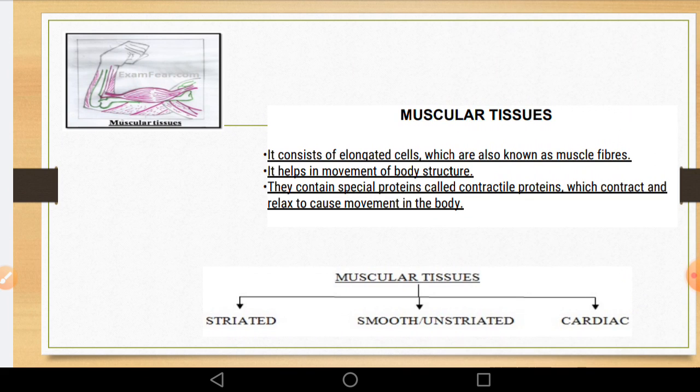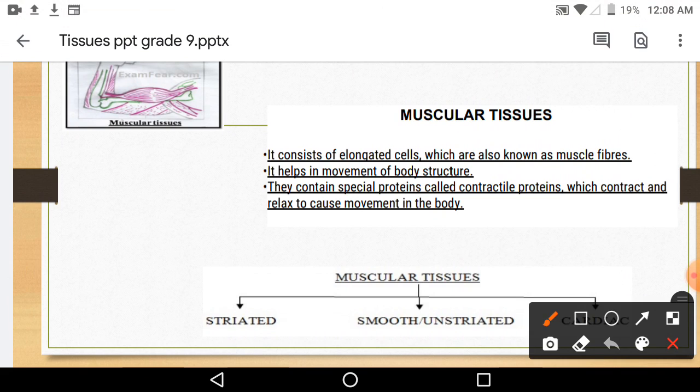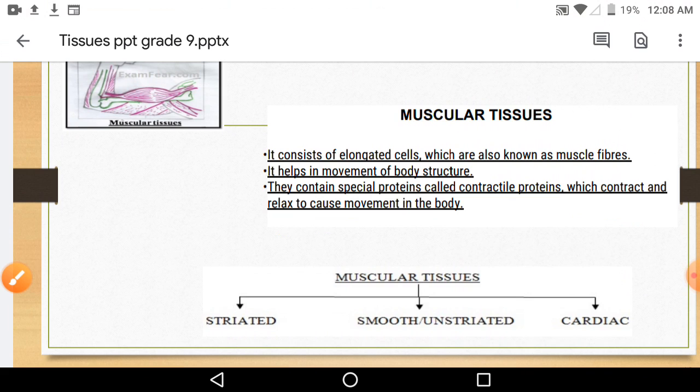Muscular tissue consists of elongated cells which are known as muscle fibers. Now how does this help? It helps in movement of the body structure, and this movement takes place with the help of contraction and relaxation of the muscles. They contain a special protein called contractile protein. This contractile protein contracts and relaxes to cause movement. So due to contraction and relaxation, the movement of the body takes place.